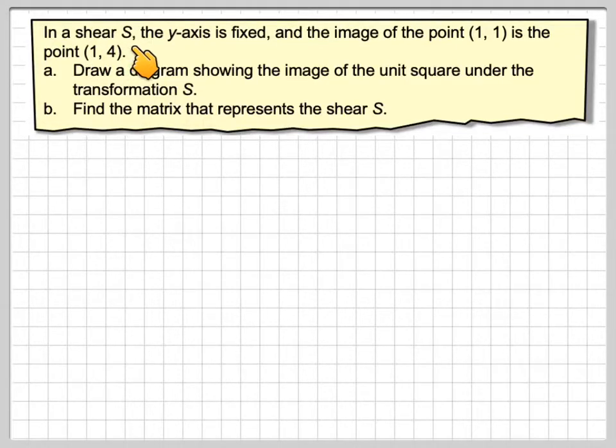In a shear, the y-axis is fixed and the image of the point (1, 1) is the point (1, 4). Draw a diagram showing the image of the unit square under this transformation S and find the matrix that represents the shear.